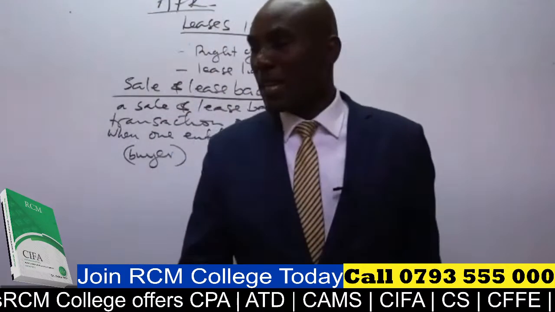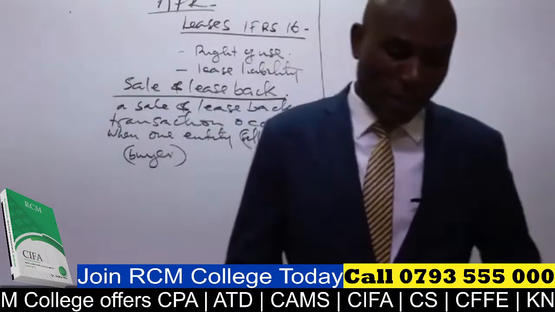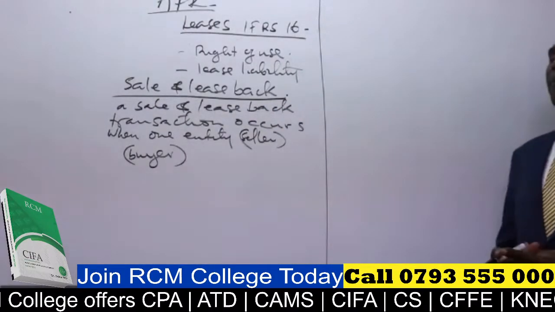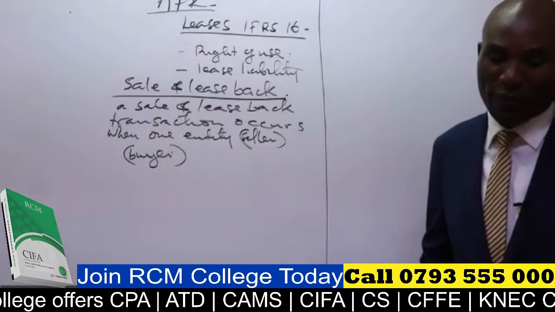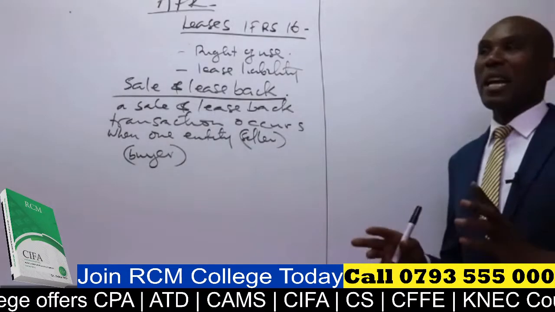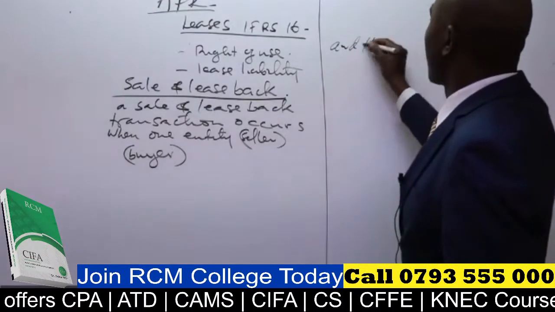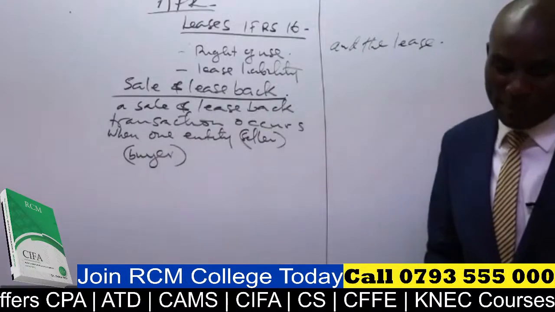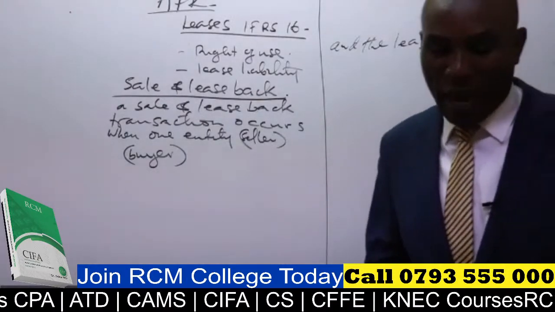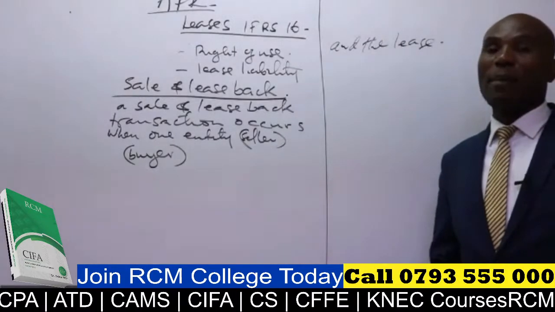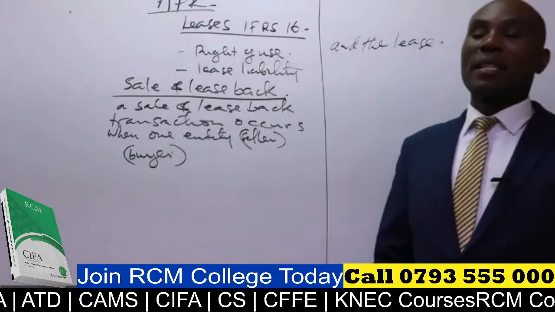Then you put a dash and say, the companies are required to account for the transfer contract and the lease, applying IFRS 16.